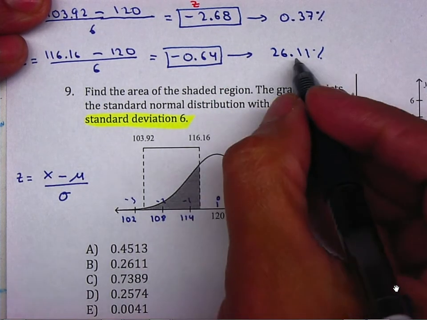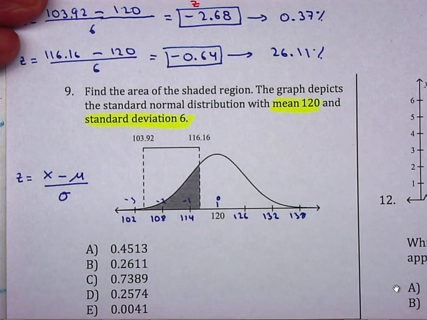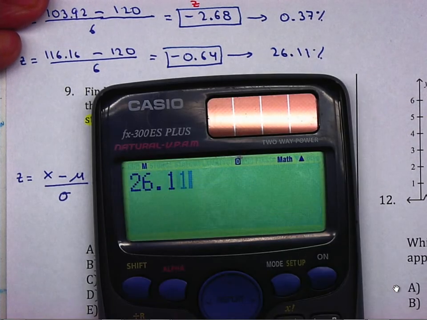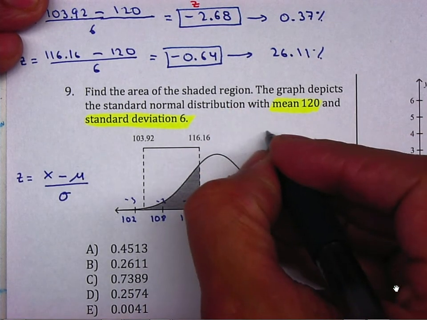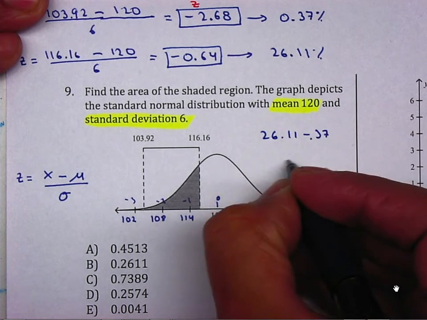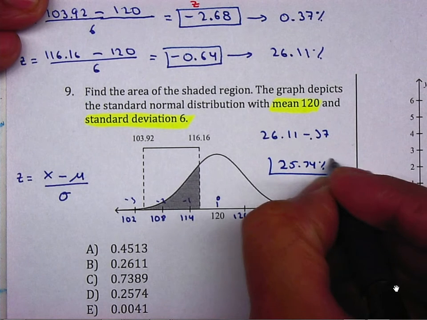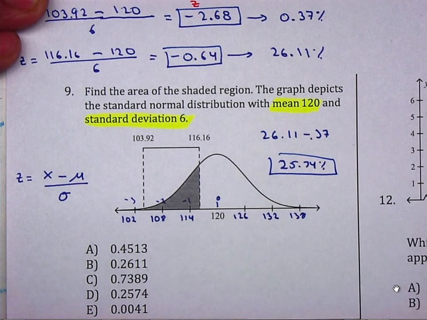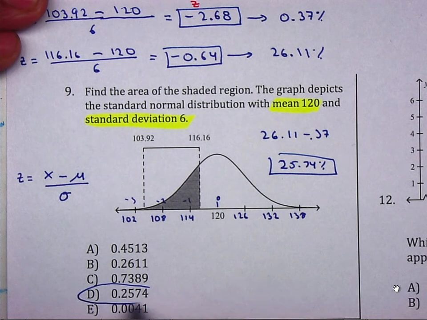And I'm going to take my biggest percentage minus the smaller one, so that will give me the area that I'm looking for. 26.11 minus 0.37, which is 25.74. So once you subtract 26.11 minus 0.37, your answer is 25.74%. And notice that your answers are not in percentage, but we know that that'll be letter D.